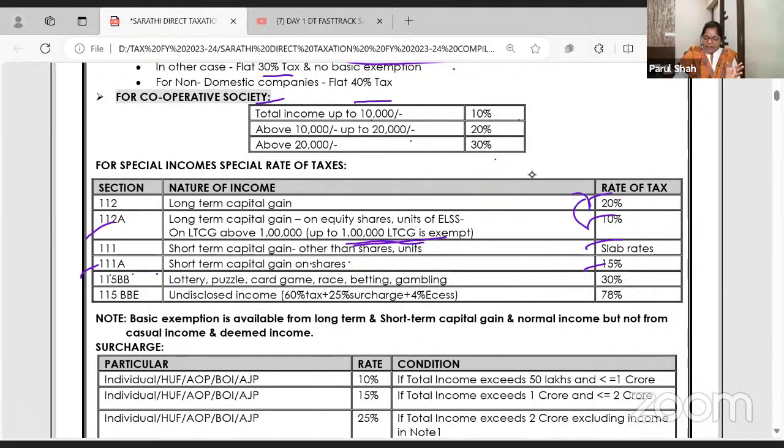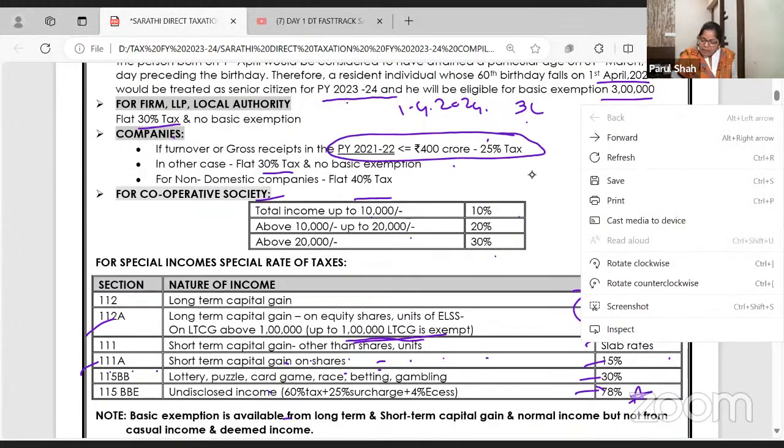Normal long-term capital gain, 20%. Short-term capital gain other than shares, slab rates. Short-term capital gain on shares, 15%. Lottery, 30%. Undisclosed income, 78%. Please remember this for MCQs, and let me give you one table.